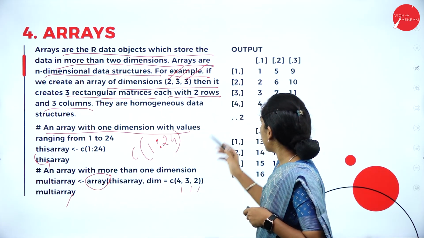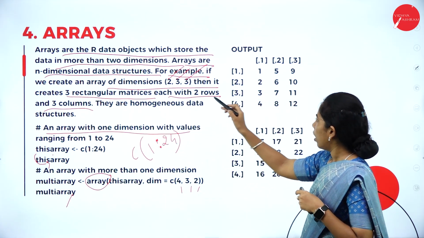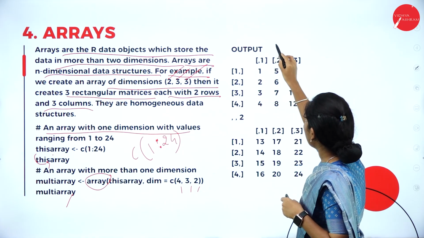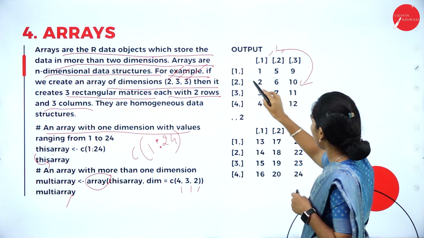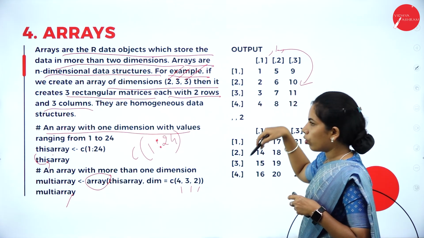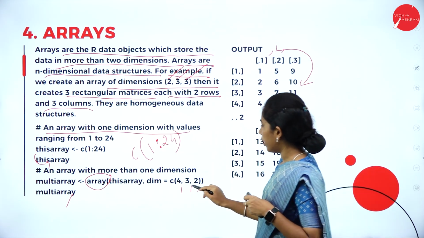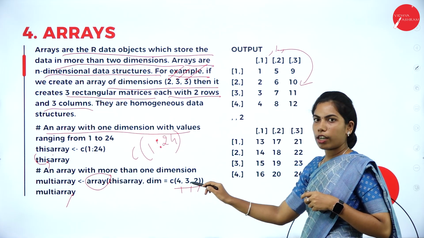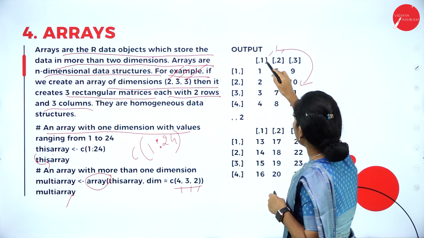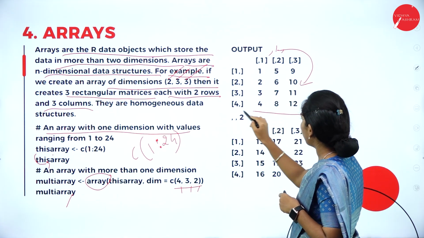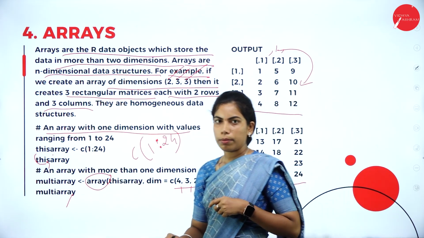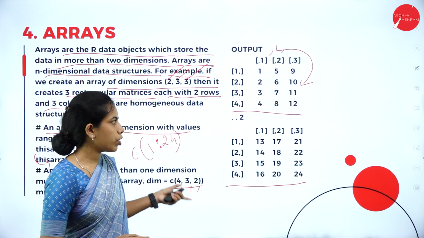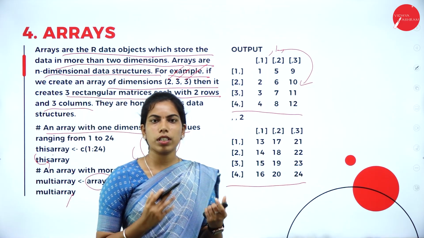Got it? Here you can see the output of this example. The first dimension contains the elements with 4 rows and 3 columns, which is already defined here: 4 rows, 3 columns and 2 dimensions. Dimension 1 contains 12 elements, and dimension 2 contains the next elements, so up to 24 elements are stored in 2 dimensions using the arrays.